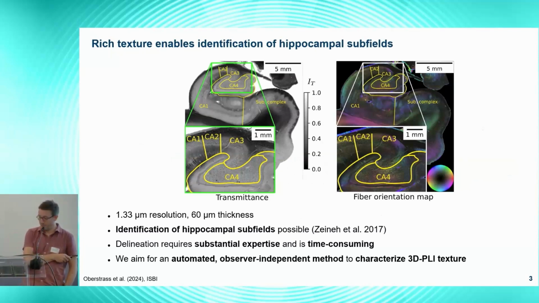If we look now, in that case in the hippocampus, at some of the modalities that we can compute out of the polarized light imaging data, here on the left is transmittance, so basically the amount of light coming through, and on the right, the derived fiber orientation maps. We can see that there's rich texture in the hippocampus, which actually allows to delineate subfields of the hippocampus. And that has been done in a publication, for example, here by Michael Zilles in 2017.